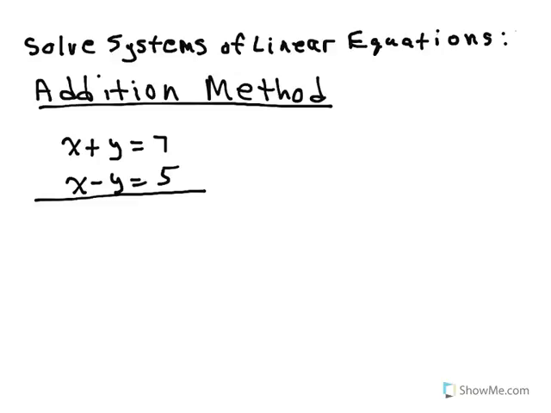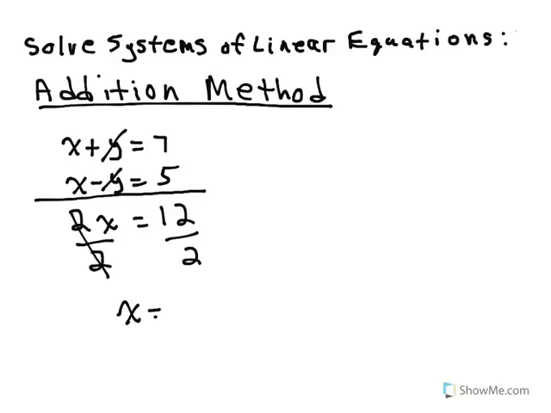Notice that the y's, one is positive and one is negative, and they will automatically cancel out when we add these together. That's our goal. So we're going to add our x's. 1x plus 1x is 2x. Put down your equal sign. 5 plus 7 is 12.